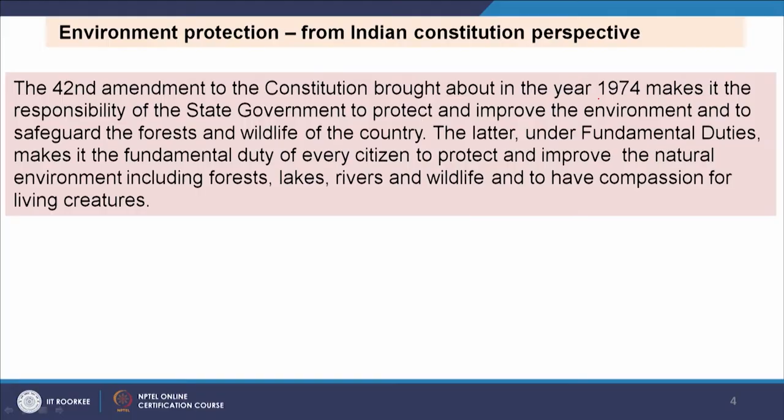And the 42nd amendment to the Constitution, brought in the year 1976, makes it the responsibility of the state government to protect and improve the environment and to safeguard the forests and wildlife of the country. The latter, under fundamental duties, makes it the fundamental duty of every citizen to protect and improve the natural environment including forests, lakes, rivers and wildlife, and to have compassion for living creatures. So, these are the different articles of the Constitution of India which safeguard the environmental quality in the country.